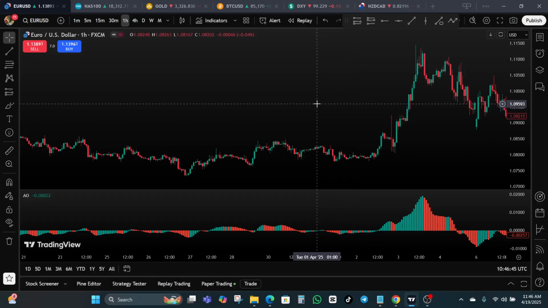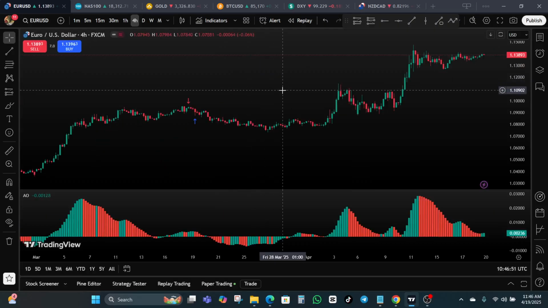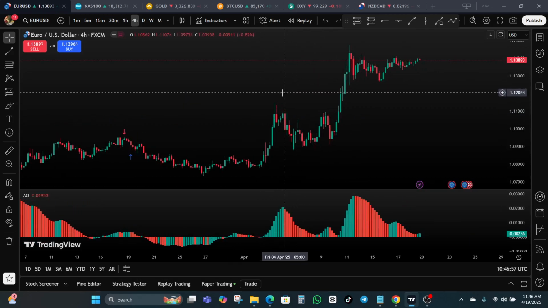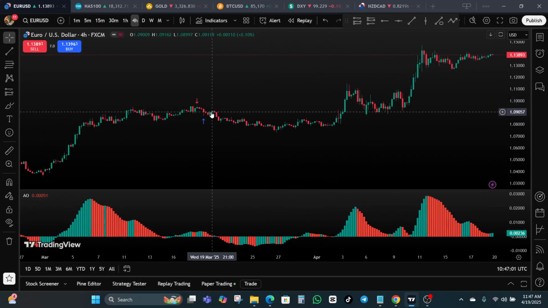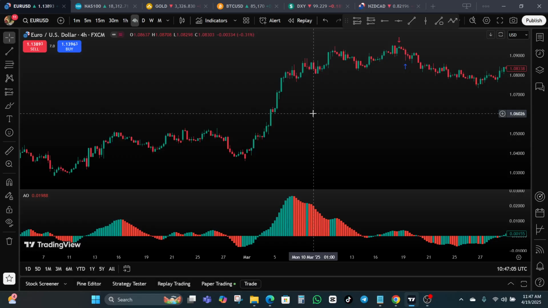Now, there are two main types of divergence to watch for. The first is the regular divergence. This is when price makes a higher high, but the Awesome Oscillator makes a lower high. That's what we call a bearish divergence.